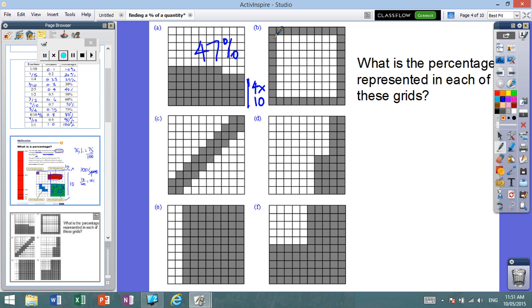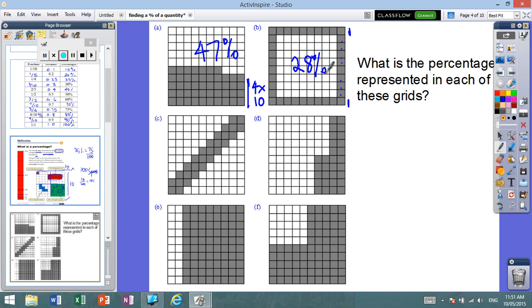Now it could have been really easy for you to go 10 plus 10 plus 10 plus 10, but that's not quite right. We've got 1 row here, and 1 row here of 10. That gives us 20, but then there's only 1, 2, 3, 4, 5, 6, 7, 8 on each side after that. So we actually have 28% shaded there.